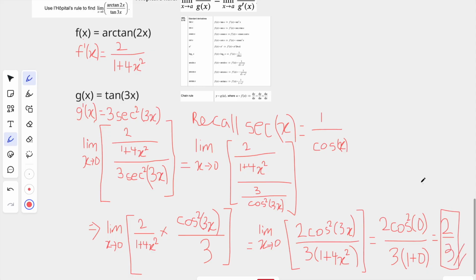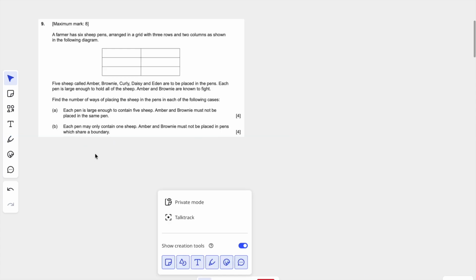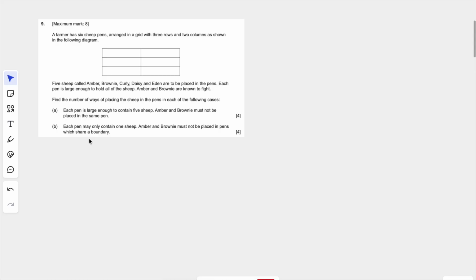We have come to the last question of Section A. This question deals with permutations and combinations and is arguably the hardest question in Section A for this paper. So, we have a farmer that has 6 sheep pens, arranged in a grid with 3 rows and 2 columns as shown in the following diagram. 5 sheep need to be placed in these pens, and we know that each pen is large enough to hold all the sheep, and that 2 of the sheep in particular, Amber and Brownie, are known to fight.